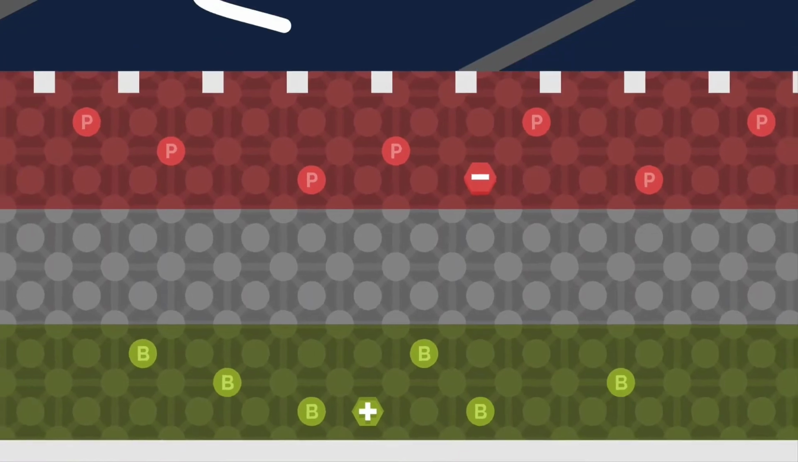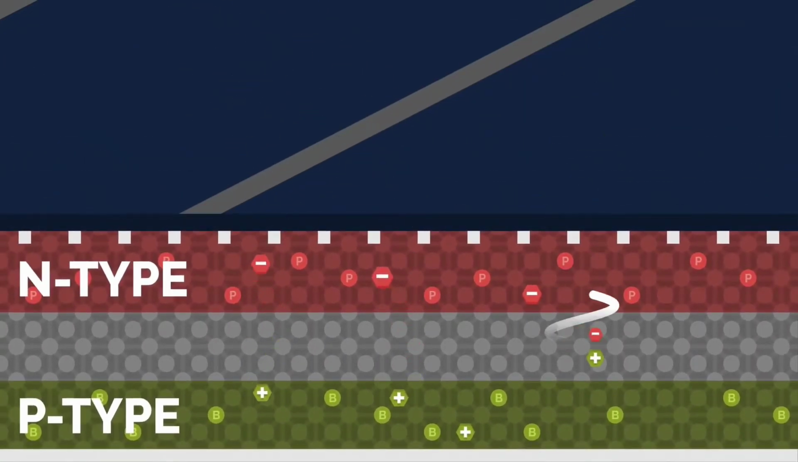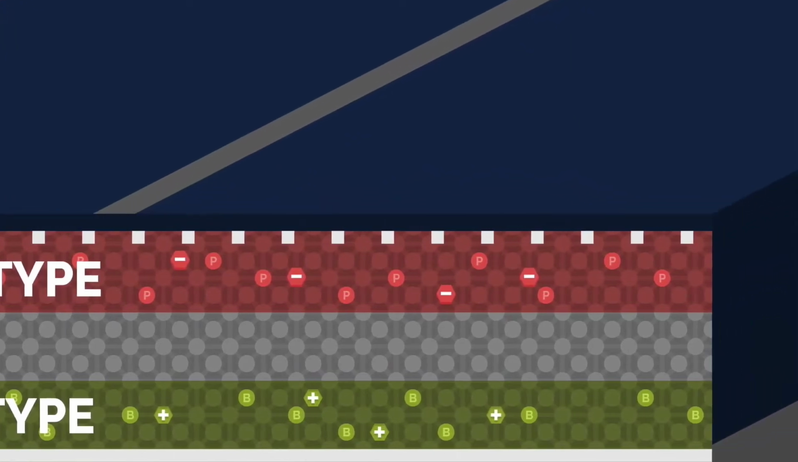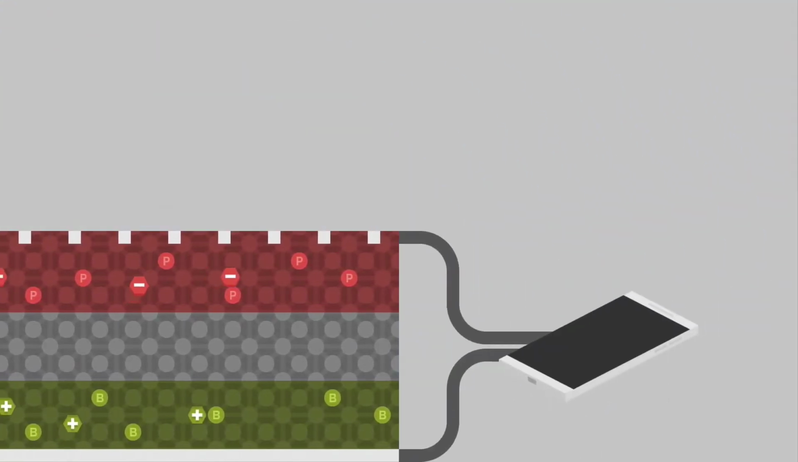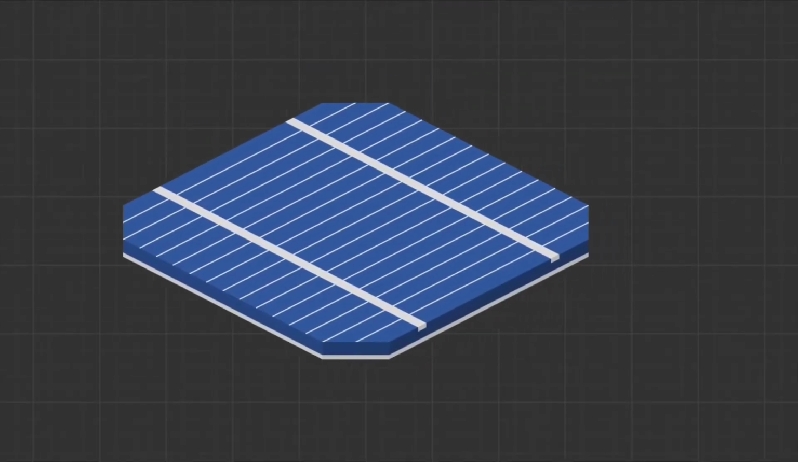Now that the electrons and the holes have been separated, connection of a wire between the top and the bottom metal electrodes provides a pathway for the electrons to move. The flow of electrons is electrical current. One solar cell produces several watts of power.